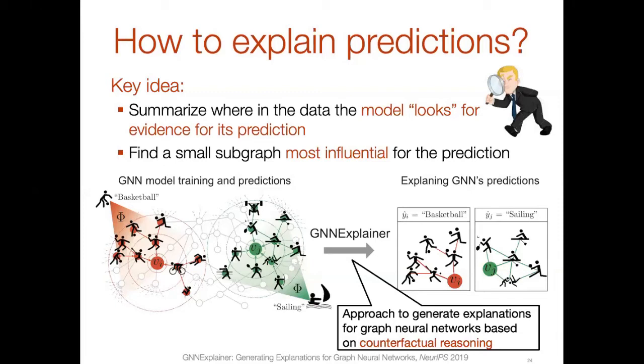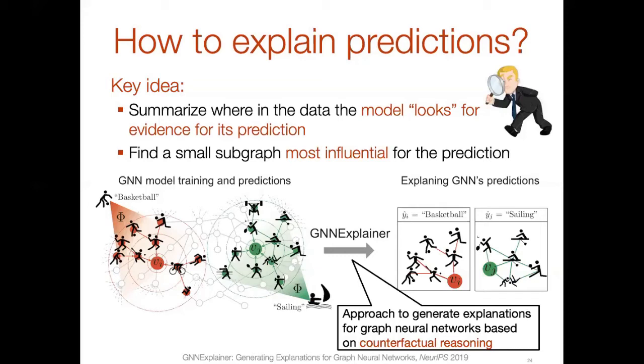So in that line of work, we started focusing on the problem of how to explain predictions made by state-of-the-art models for machine learning on graphs. And the key idea that we are modeling here is that we want to summarize where in our large data set, where in our rich protein interaction network, the model looks for evidence for a particular prediction that the model made. So we want to find the part of our entire data set that is most influential for the prediction, the part that drives the prediction made by the model.